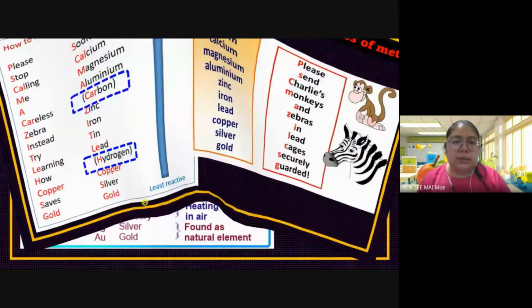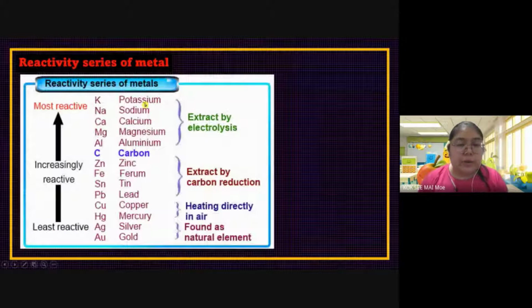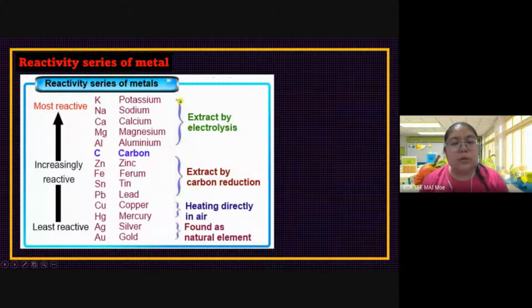Okay, let's see the reactive series of the metal. You see the most reactive is the top 5. The top 5 is the most reactive. There's potassium, sodium, calcium, magnesium, and aluminium. These all we're using electrolysis. The normal electrolysis that we learned before.